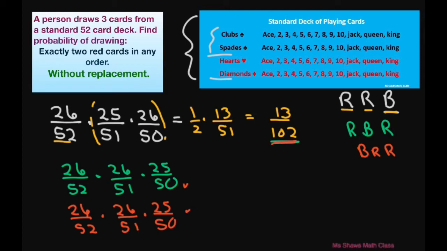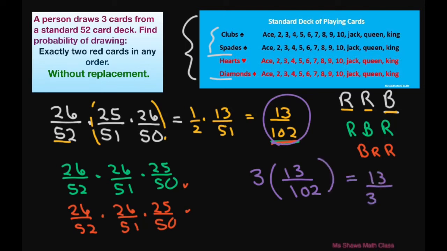So we multiply this by 3. So you take 3 times 13 divided by 102. And so your final answer is going to be 13 out of 34. When they write a problem like this, they usually don't write in any order, but it's understood that it means in any order. If they want it to be in a specific order, they would say 2 reds first and then a black, something like that.